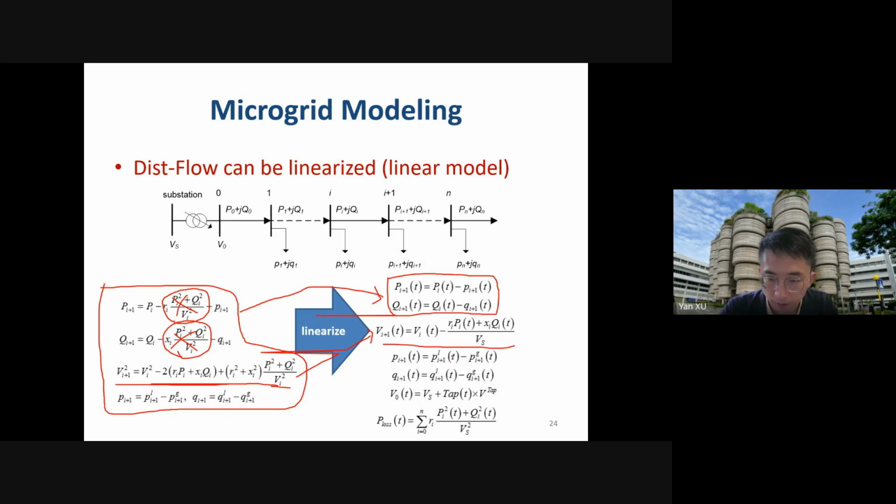And this form, remember yesterday I briefly introduced, this is delta V, right?